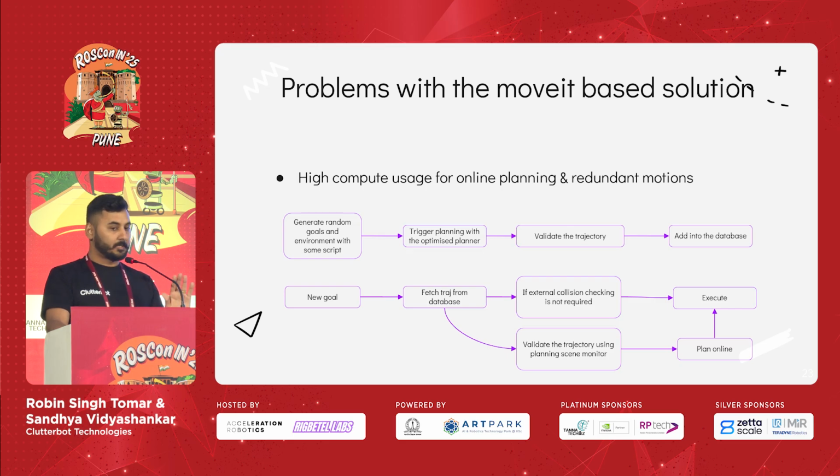If you get the trajectory, you just execute it. But that doesn't include any environment obstacles. So if you want your fetched trajectory to be validated again, what you can do is pass it to the planning scene monitor. It can validate whether the trajectory is still valid with the current environment. And depending on the environment, it can fail or it can pass. If it passes, good, you can just execute it. But if it fails, then you fall back to the online planning. You plan it again and then execute it.